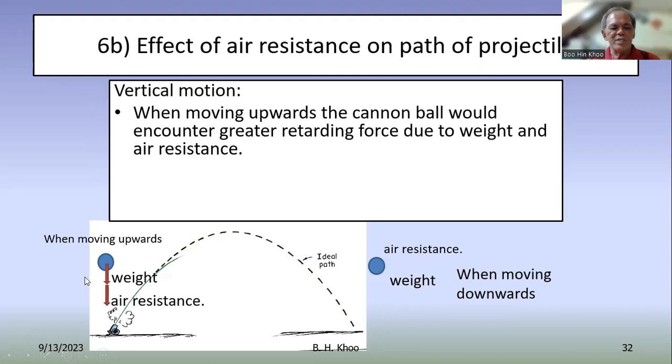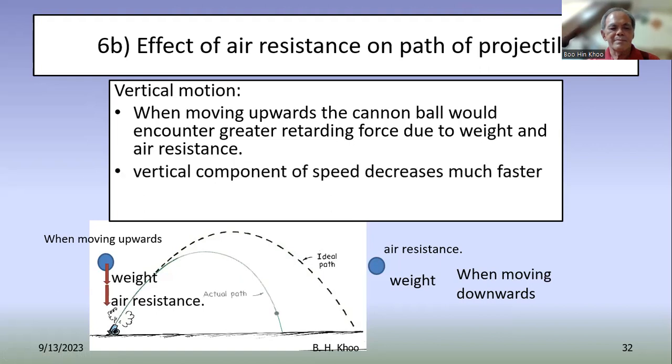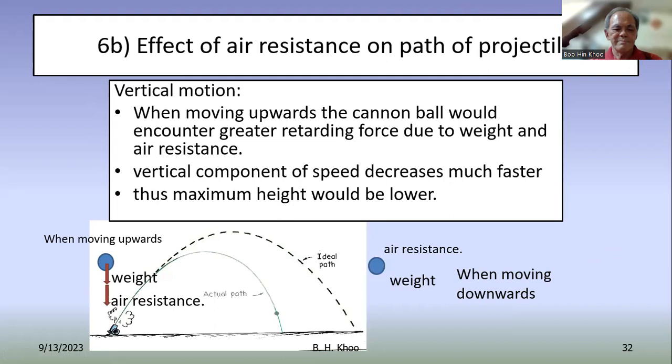So we can expect it won't reach the same height. It will reach maximum height at a different time, a shorter time. The vertical component of speed decreases much faster because of greater acceleration. Thus, the maximum height will be lower.